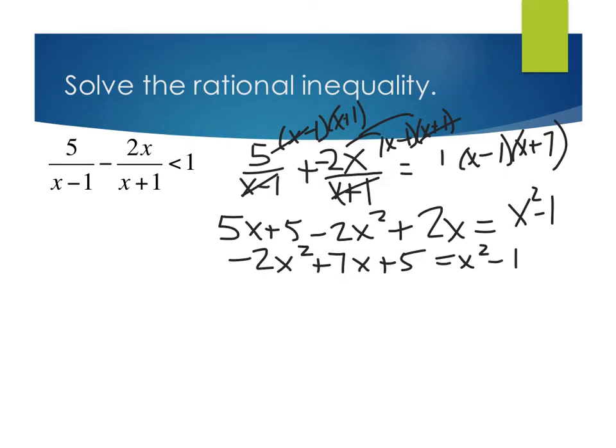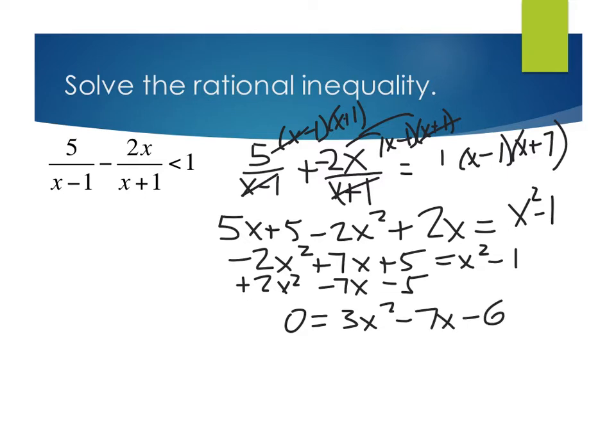You could move the x squared and the minus 1 over to the left-hand side, but if you do that, then you would have to make sure we factor out a negative when we go to solve this quadratic. I'm just going to go ahead and add 2x squared to both sides, subtract 7x, and subtract 5, and get everything over to the right side. So I have 0 equals 3x squared minus 7x minus 6.